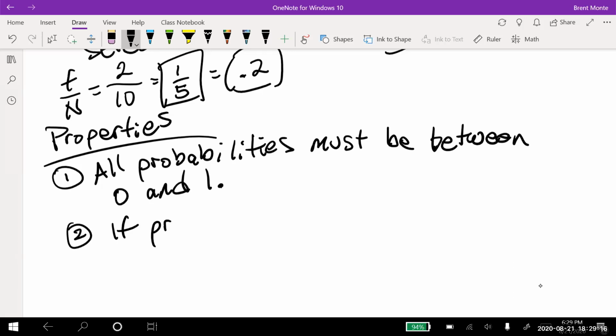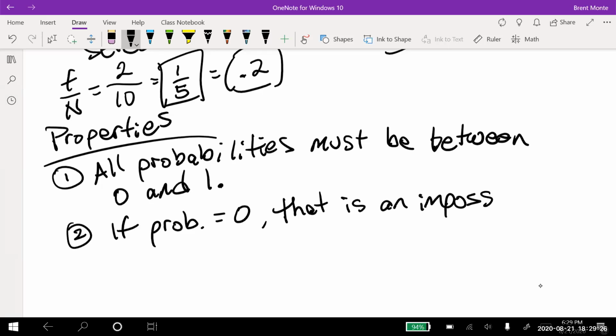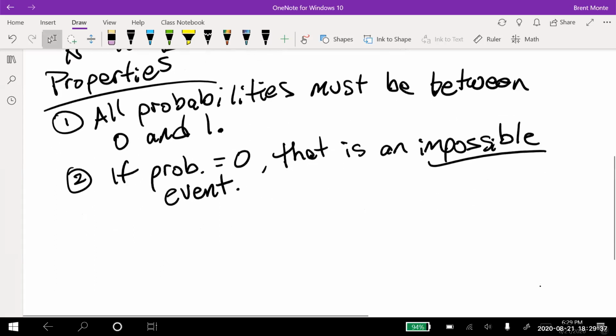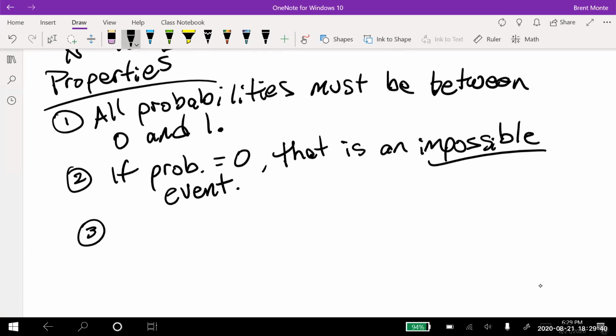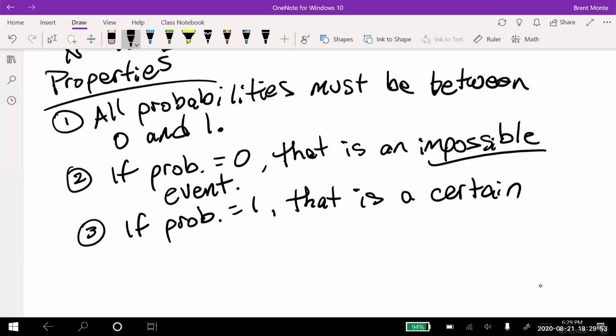If probability equals 0, that is an impossible event, or an impossible outcome, if we want to say it that way. But 0 means there is 0 chance that's going to happen. And then 3, what does it mean if the probability is 1? If probability equals 1, they have a term for that also. That is a certain event. It means it has to happen.